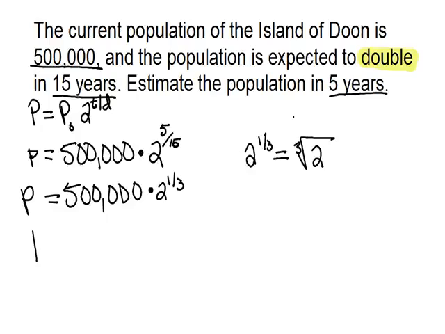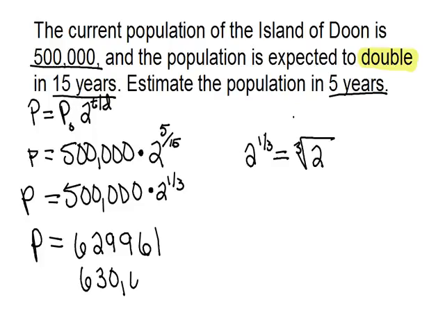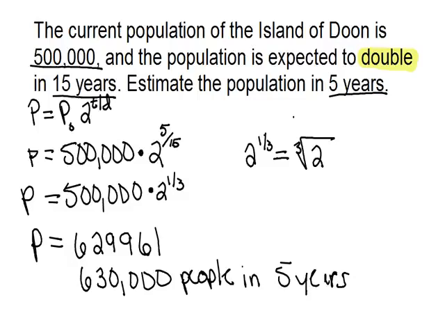You gotta find how your calculator does that. And I've got a population of around 629,961, which your book just rounds to 630,000 because, you know, close enough, right? And that is people in 5 years. Okay, so that's what we predict the population to be.